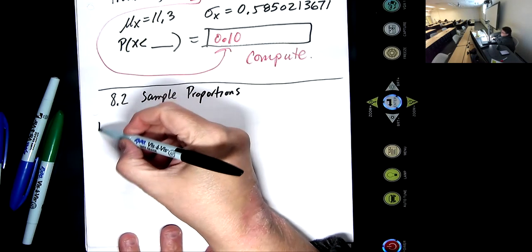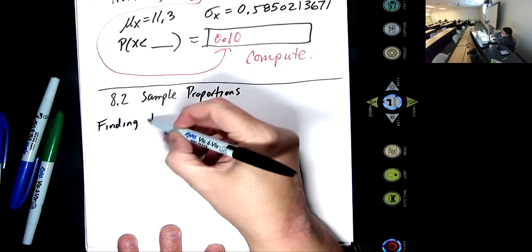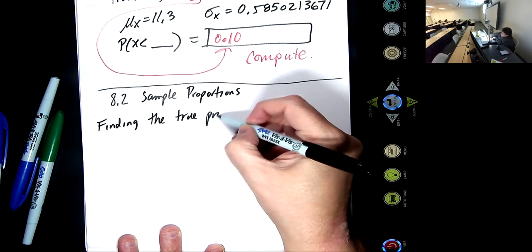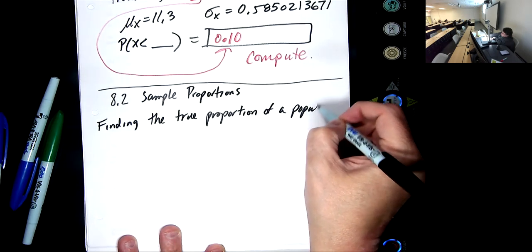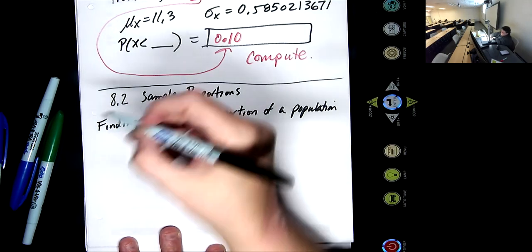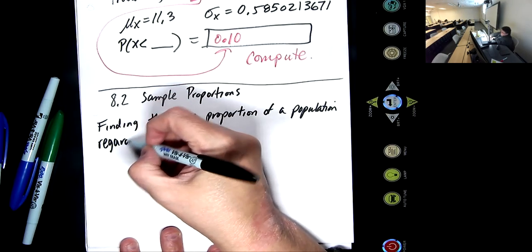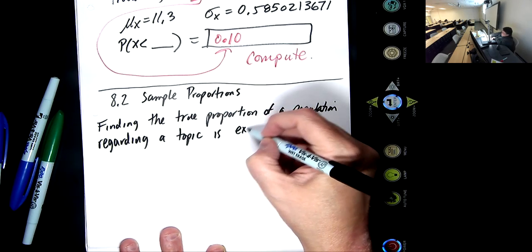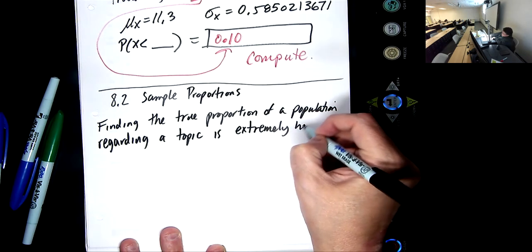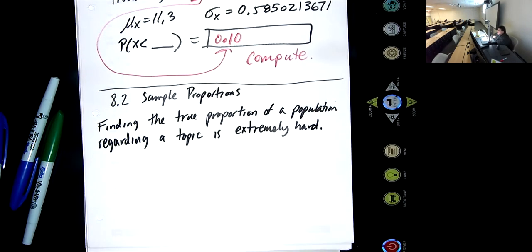So, finding the true proportion of a population regarding a topic, whatever the question is, is extremely hard. You basically have to ask everybody. If I want to know how many COS students like bacon, and I want the actual proportion, I have to ask every COS student and hope they tell me the truth.